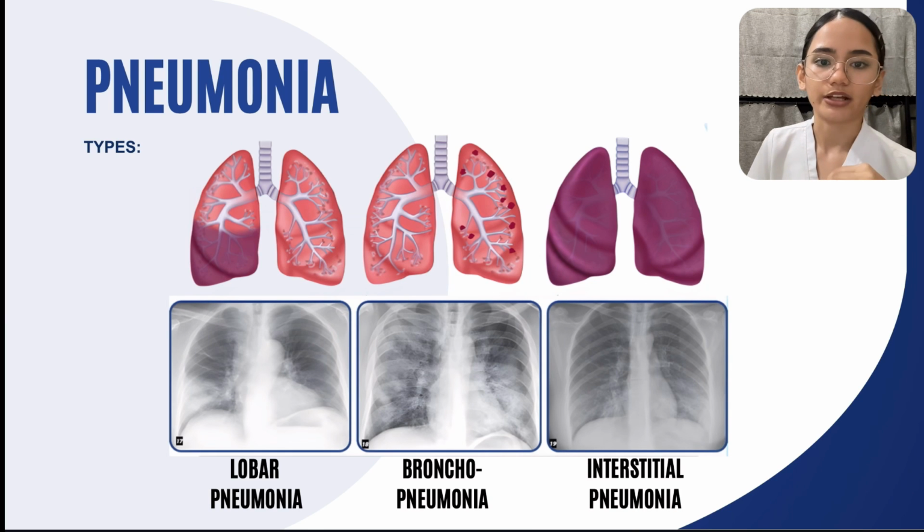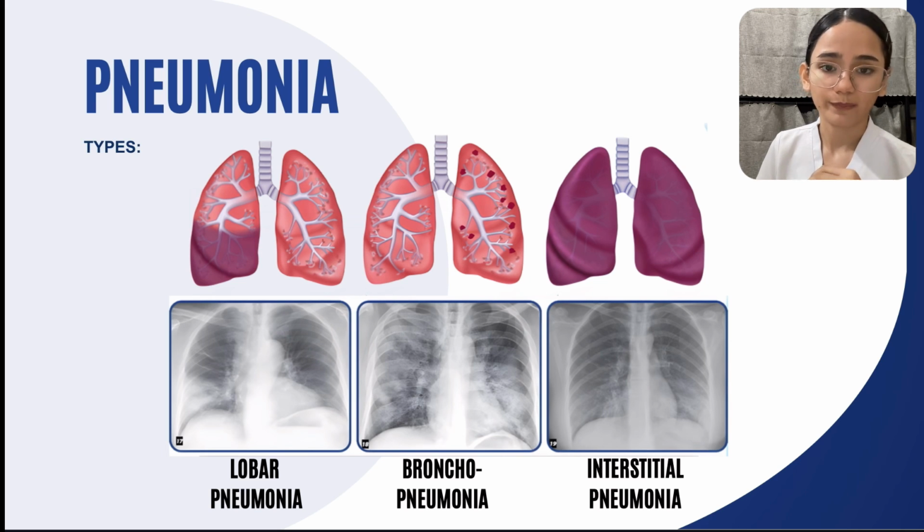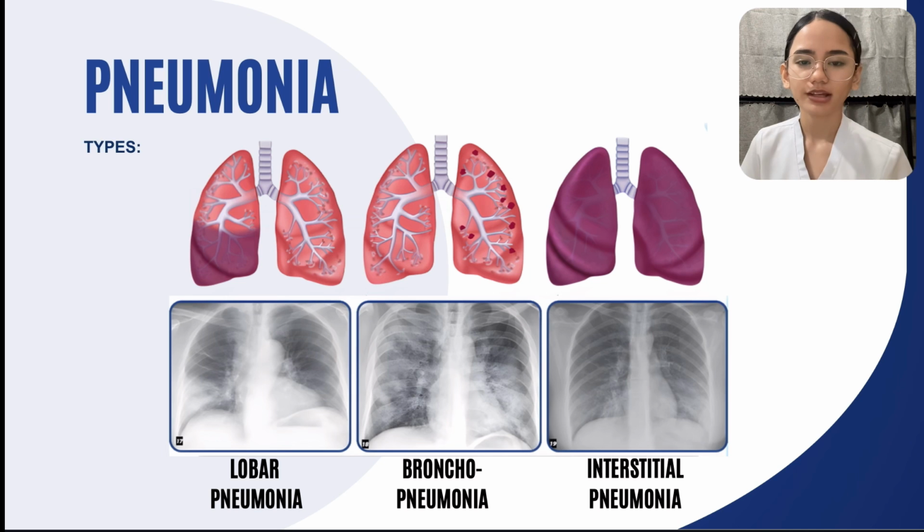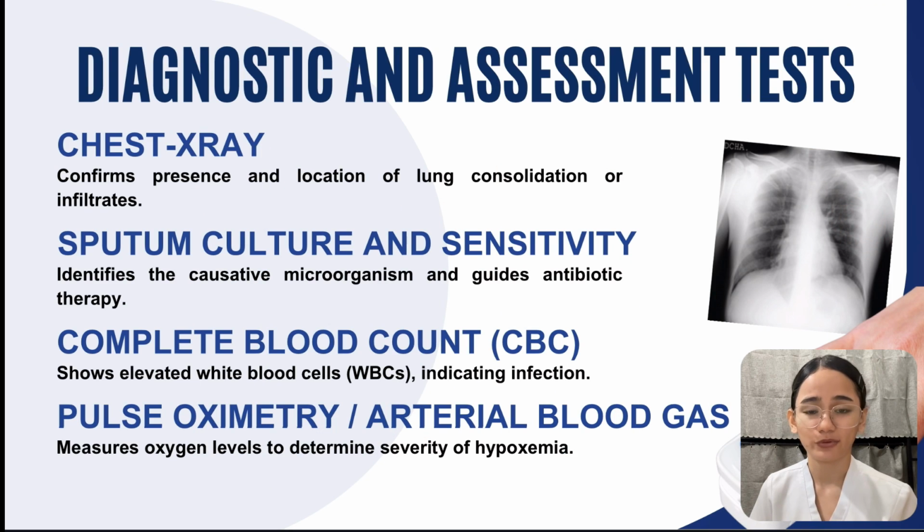In lobar pneumonia, notice how one section of the lung is dense and is white. That is a lobe filled with pus. In the middle, we have bronchopneumonia, where there are scattered white patches across the lungs. And on the right, we have interstitial pneumonia, where the lungs appear hazy because inflammation affects the tissue and not the air sacs. So for diagnostic tests, we have chest x-ray, which confirms pneumonia and shows white or cloudy areas of infection, as seen in the previous slide.